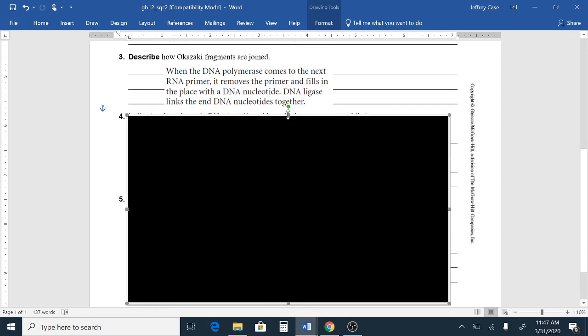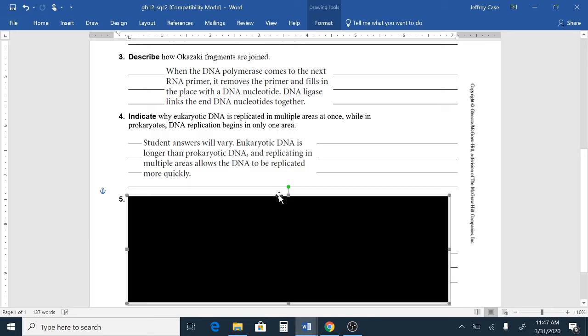Number 4, indicate why eukaryotic DNA is replicated in multiple areas at once, while in prokaryotes like bacteria, DNA replication begins in only one area. Basically, eukaryotic DNA is much more complex than prokaryotic DNA. It's longer and it's more complex.